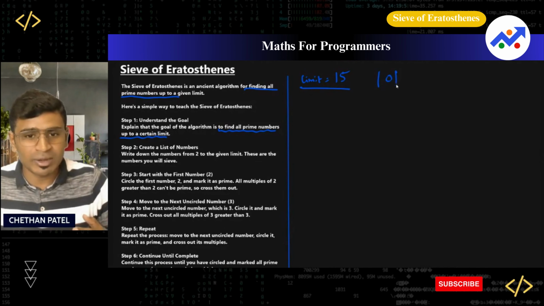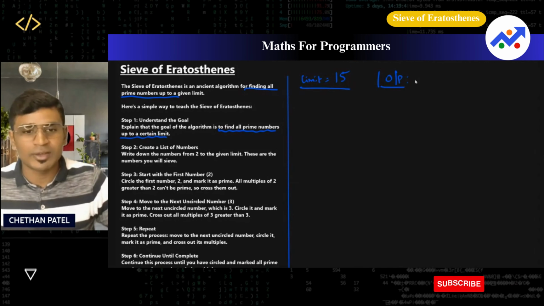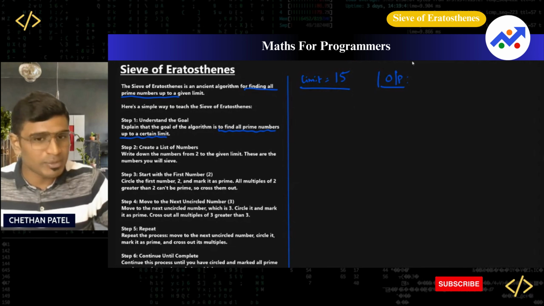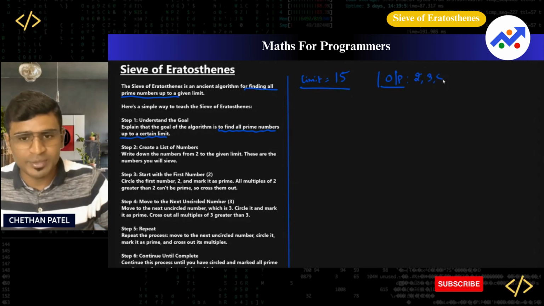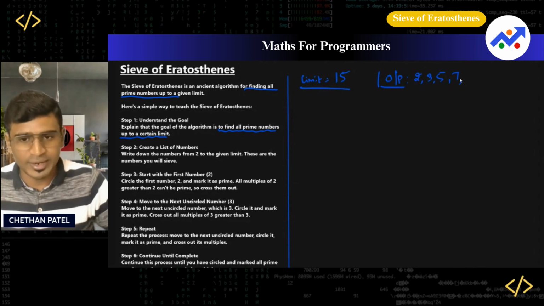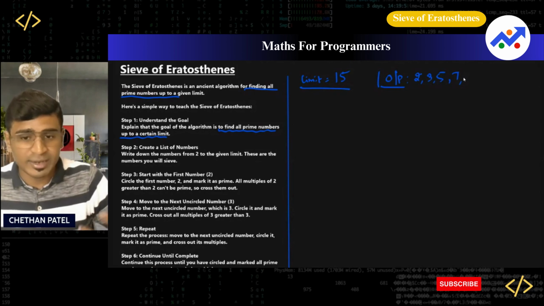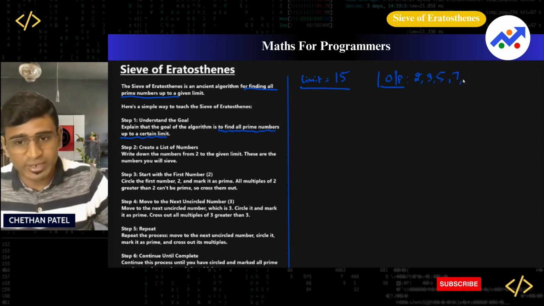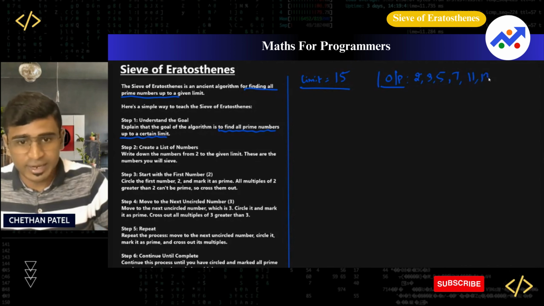Suppose we write the output beforehand, because we can verify. We know the prime numbers up to 15: I can write 2, 3, 5, 7, right? And 9 can't be prime because it has a factor 3. 10 I can't write because it has factors 2 and 5. So I can write 11 and I can write 13.